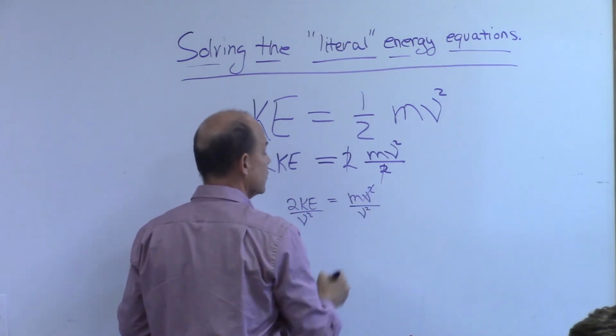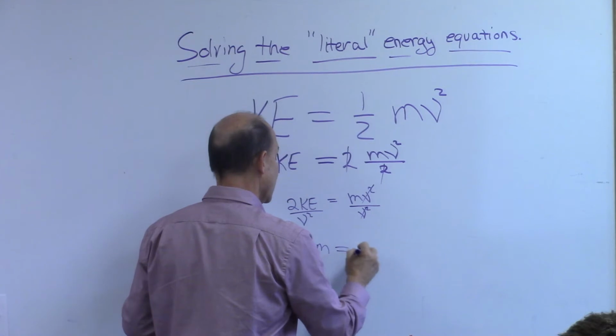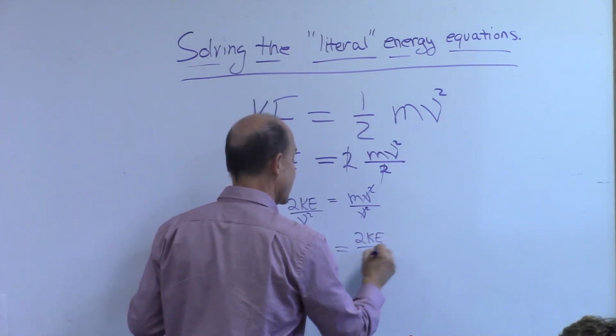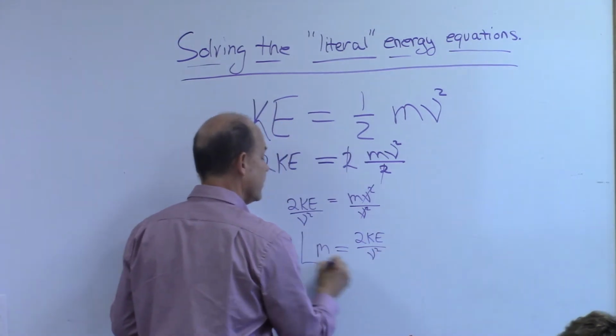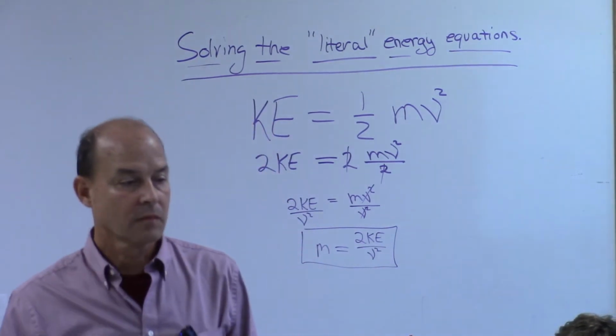If I have v squared in the numerator and v squared in the denominator, I can make those go away. I'm just going to turn this around, and mass is equal to 2 times the kinetic energy divided by the velocity squared. Put a box around it.